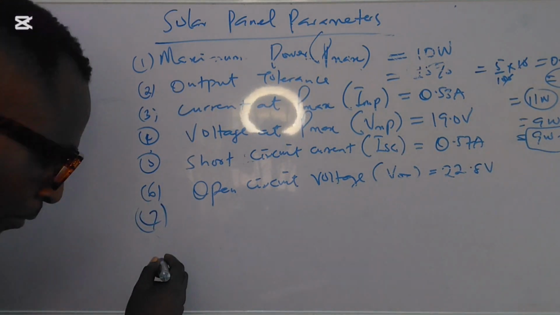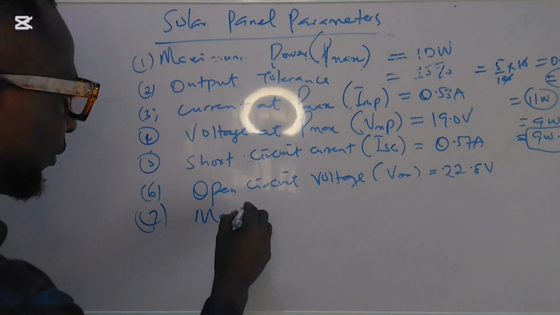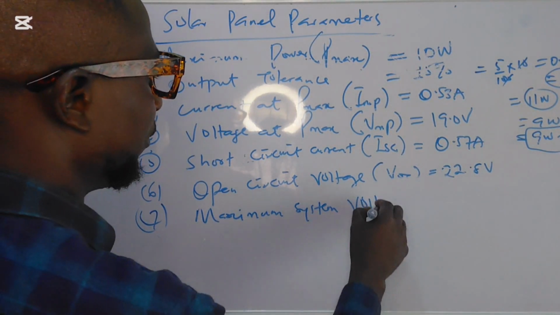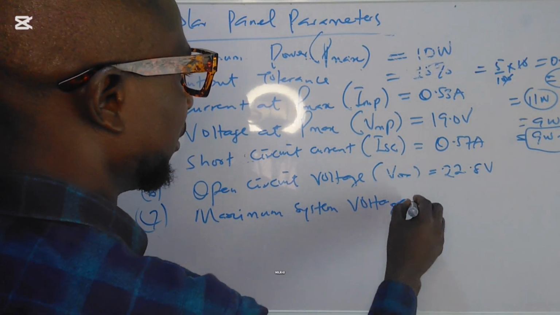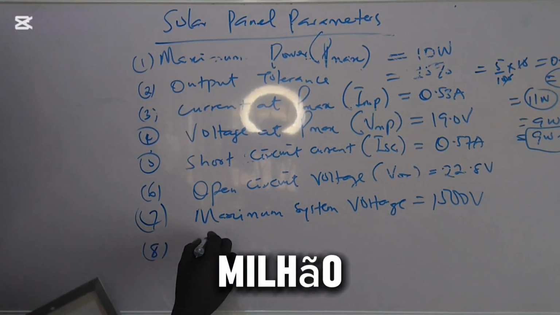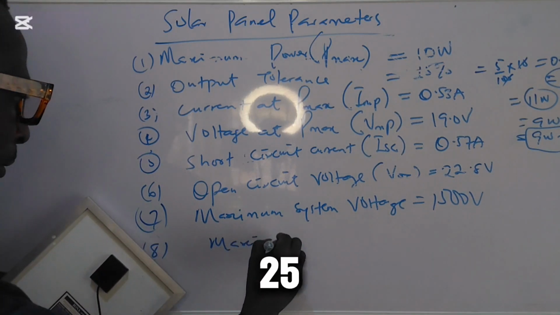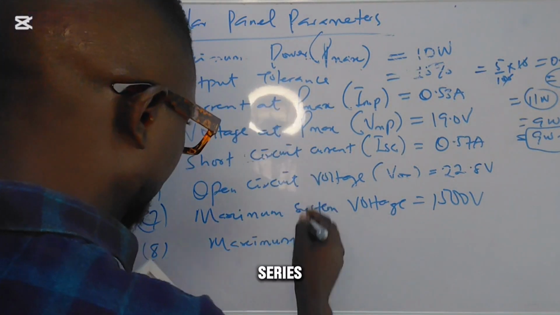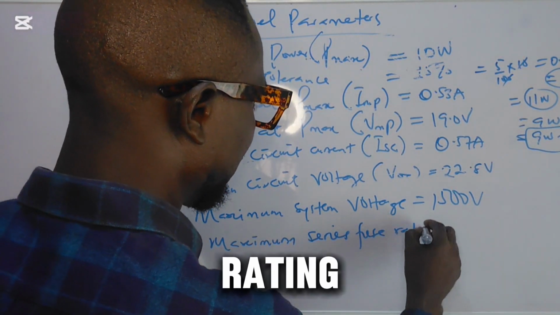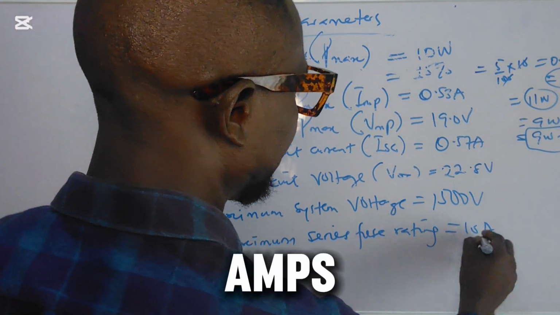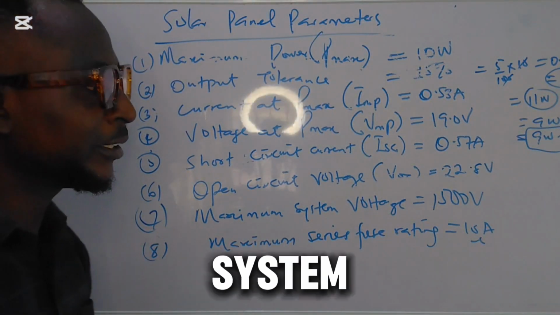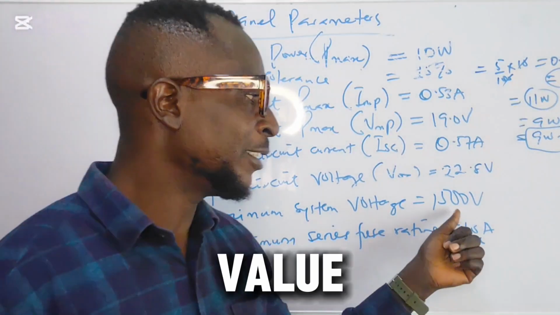Seven, we have the maximum system voltage, 1500 volts. Then 8, maximum series fuse rating is 10 amps. Now, what is the maximum system voltage? I know you'll be surprised that the value is this high.